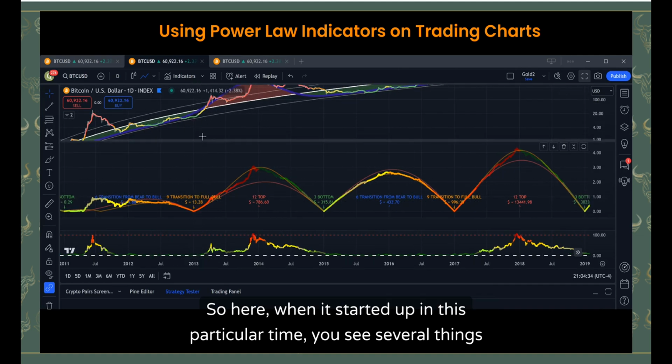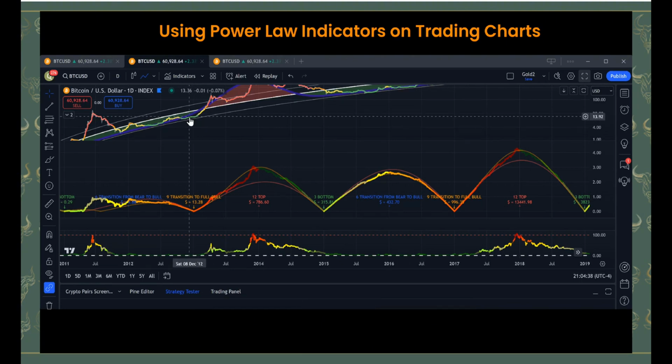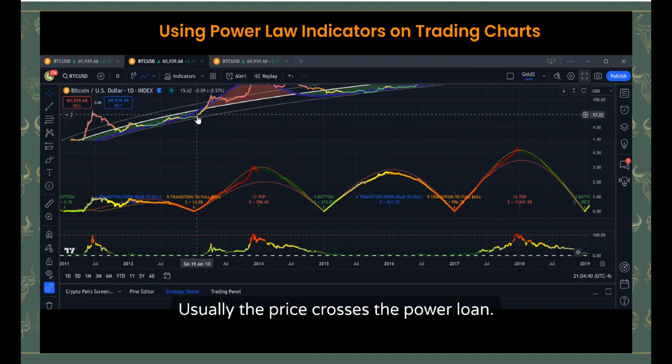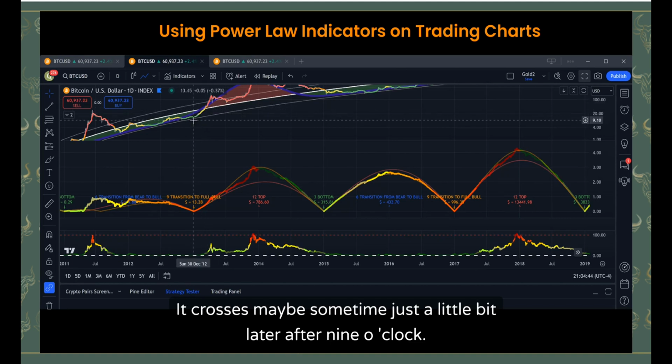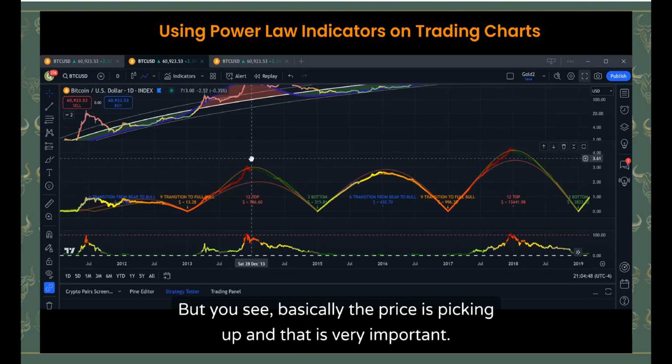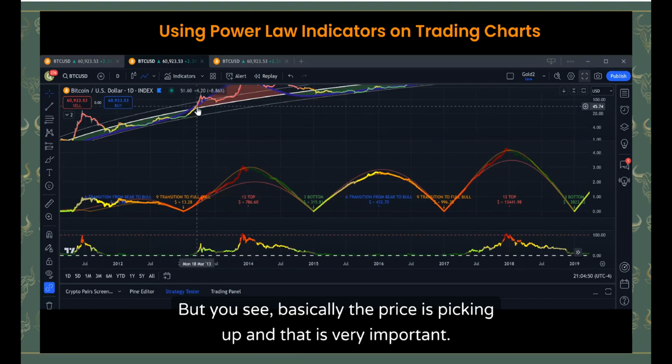So here, when it started in this particular time, you see several things happen. Usually the price crosses the power law. It's not below the power law anymore. It crosses maybe sometime just a little bit later, after 9 o'clock. But you see, basically the price is picking up, and that is very important.